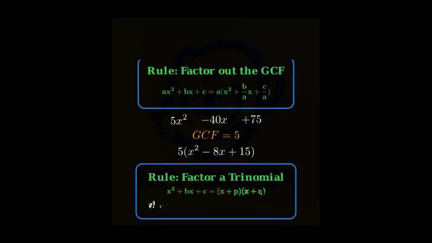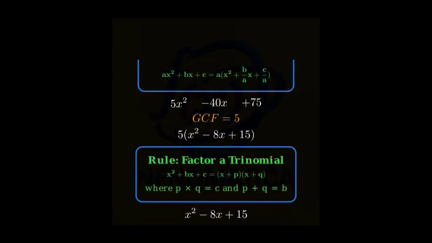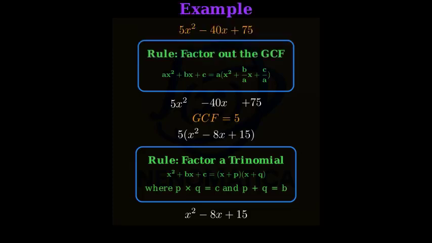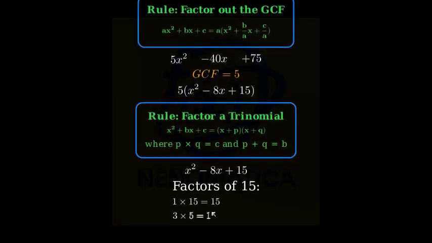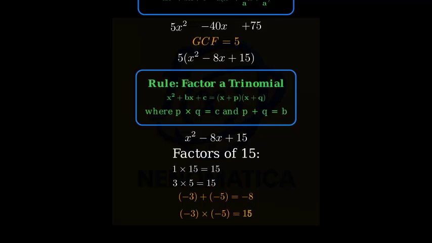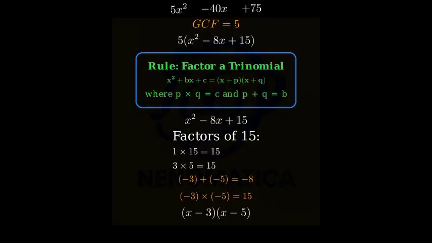Now we need to factor the trinomial inside the parentheses: x squared minus 8x plus 15. To factor this trinomial, we need to find two numbers that multiply to give 15 and add up to negative 8. The factors of 15 are 1 and 15, and 3 and 5. Let's check. Negative 3 and negative 5 multiply to give 15, and they add up to negative 8. So we can write our expression as x minus 3 times x minus 5.